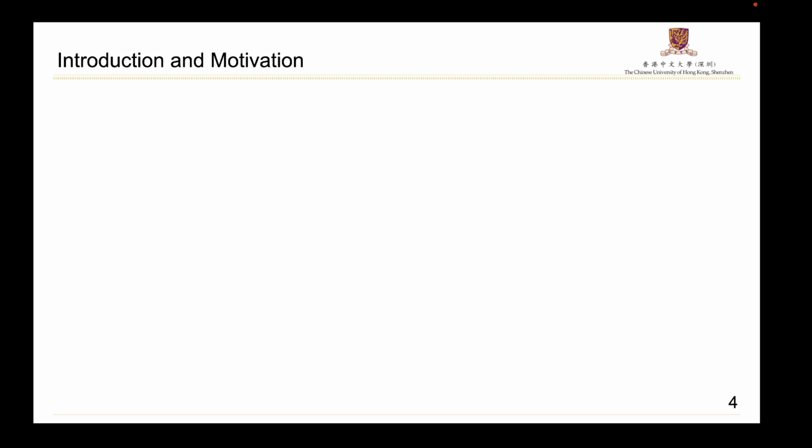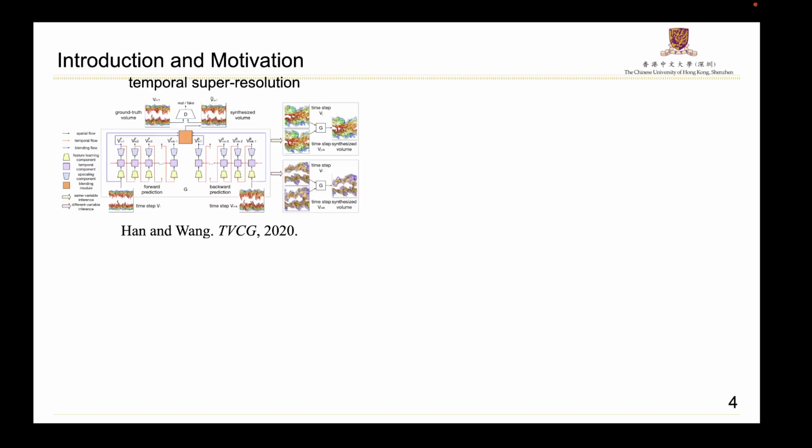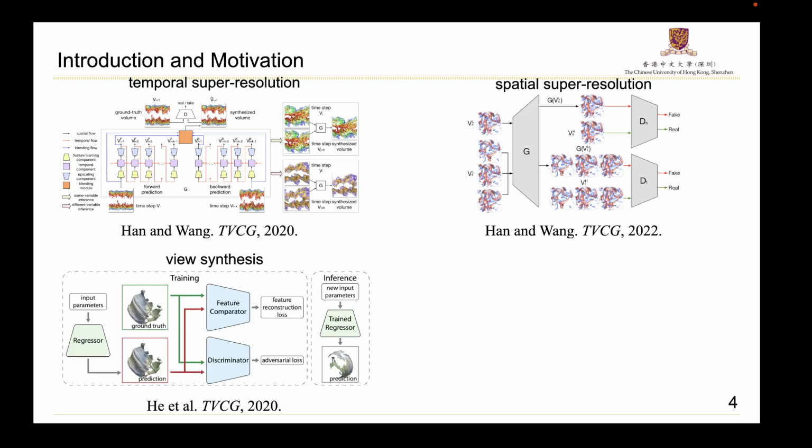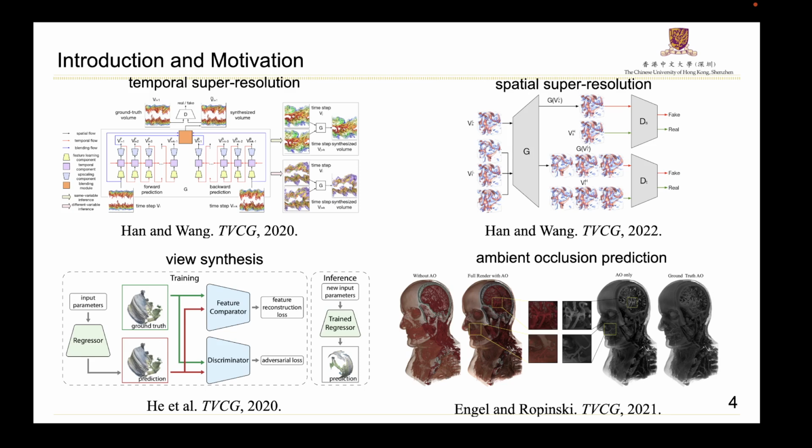First of all, currently we have witnessed the power of deep learning on processing diverse scientific visualization tasks. For example, in data generation, we can use convolutional neural networks to handle temporal superresolution and spatial superresolution. And of course, we can also use generative models to produce rendering images on the different fields, and we can also predict ambient occlusion volume and add such information into the rendering pipeline to enhance our visualization result.